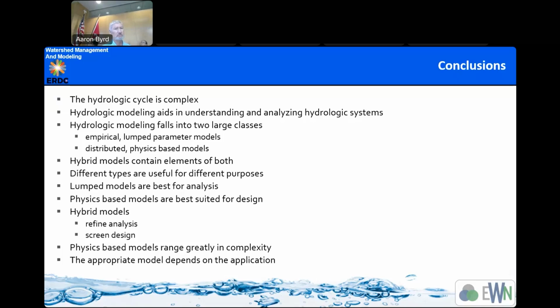Okay, so for all the Python programmers, this is what you can try to remember. The hydrologic cycle is complex, and hydrologic models aid in our understanding and analysis of the systems. There are two big classes of models, empirical parameter models and distributed physics-based models, and then hybrid models that contain elements of both. We use these different types of models for different purposes. Empirical models are best for analysis, physics-based models are best suited for design, and hybrid models fall in between, to refine analysis or screen design.